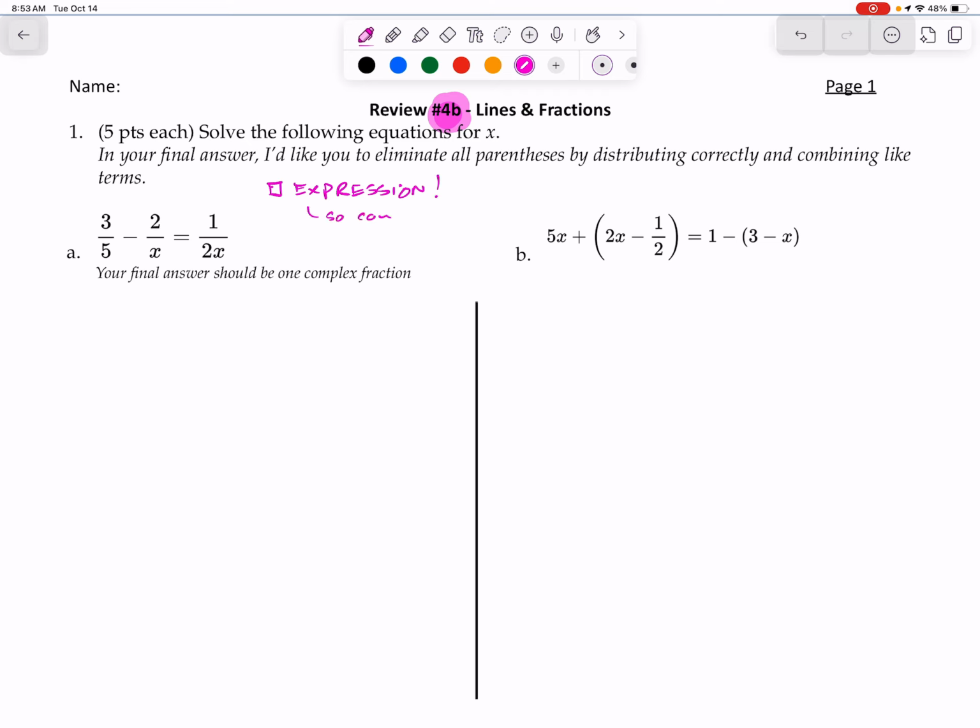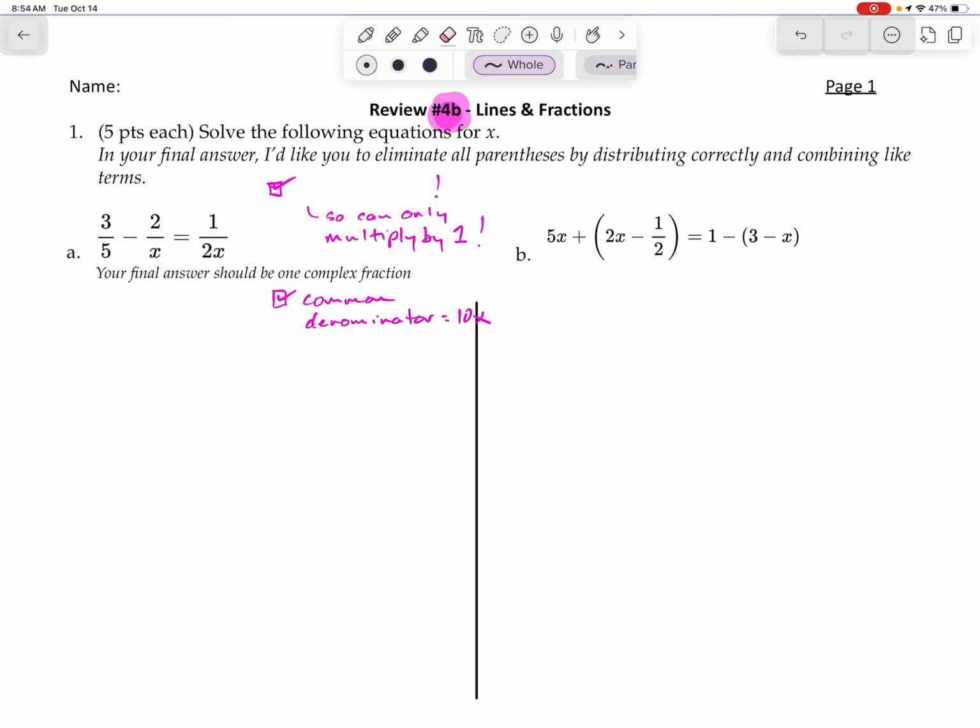So we can only multiply by 1. But also we are going to make a, so check, I've noticed that I'm going to have a common denominator of 10x. Oh, it's not an expression. God, what a dork I am. In the other one, it was an expression. Sorry, my bad. It's an equation.